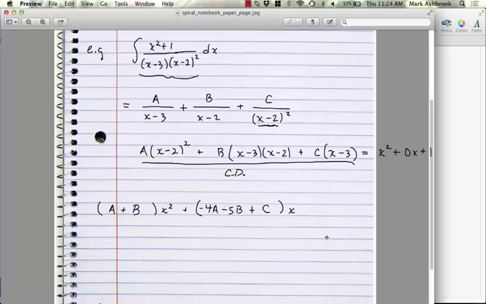Right, what about constant? So our constant term is going to be? What's our constant here? 4. So we're going to have 4a. What's our constant here? Positive 6. We're going to have 6b. And what's our constant here? Minus 3c. Again, equals that.